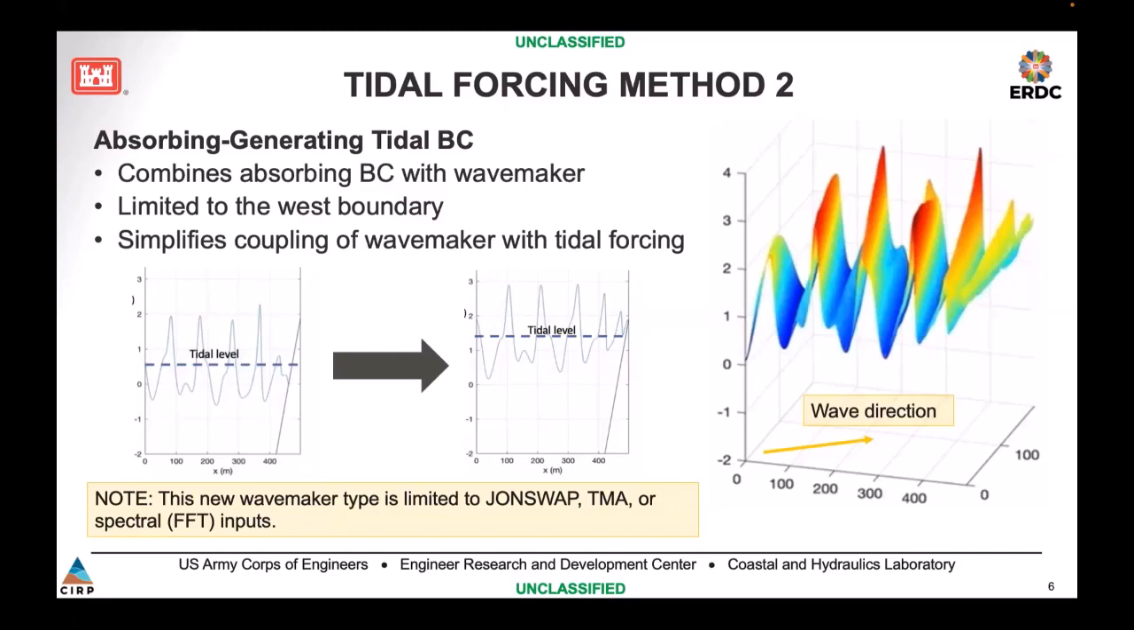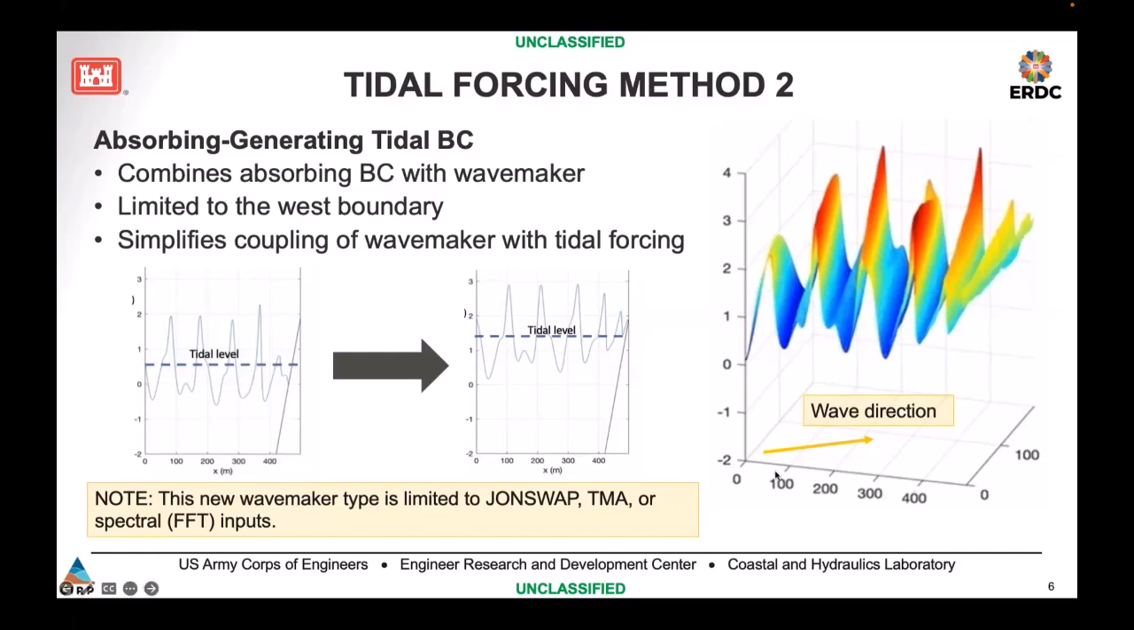The second method is the absorbing generating tidal boundary condition. This could be thought of as an extension of the first method, which basically combines the absorbing boundary condition with the wave maker. This is limited to the west boundary, and the main purpose here is to simplify the coupling between the wave maker and the tidal forcing.